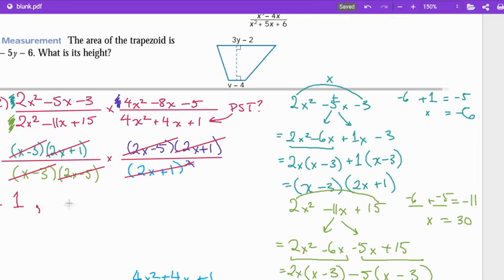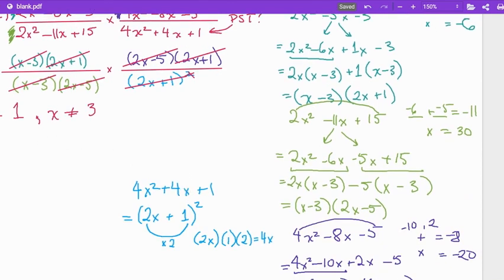Such that, now let's look at our restrictions. X cannot be positive 3. And then I might need to do a bit of work. You might be able to do this in your head. If I have 2x minus 5 not being able to equal 0, that means 2x cannot be equal to positive 5. Divide both sides by 2. And so that means that x cannot equal 5 over 2.